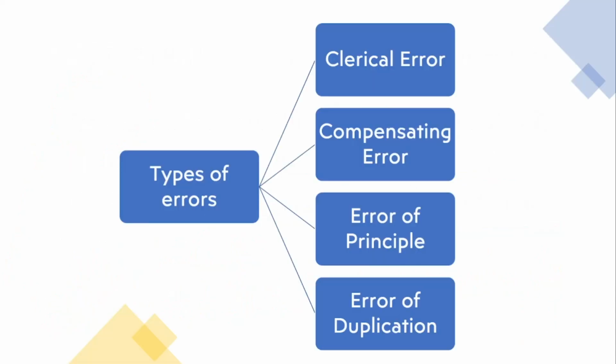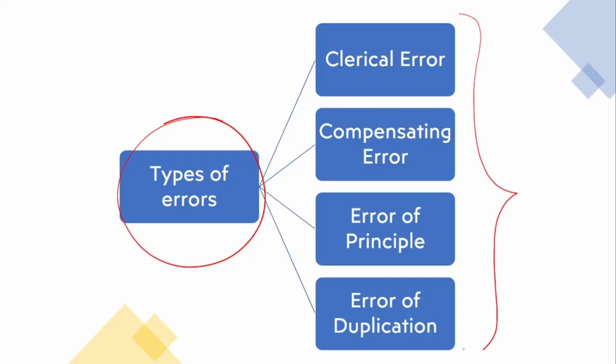Next are the types of errors. In errors, we have four different types: clerical error, compensating error, error of principle, and error of duplication.